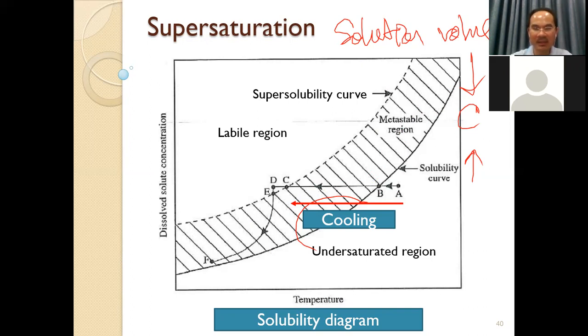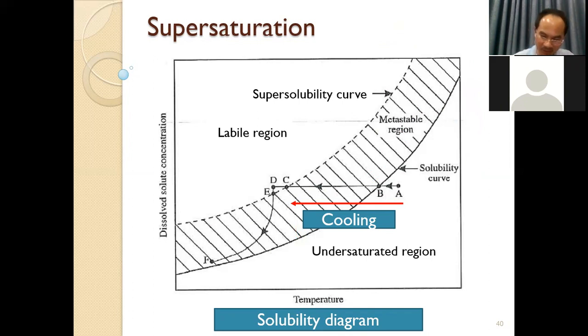But the concept for crystallization is how to generate the supersaturation. For this case, we generate the supersaturation by cooling. We can generate the supersaturation by evaporation or by a precipitant, the same as precipitation. That's the generation of supersaturation by adding some chemical, like a precipitant. That's also crystallization, but at very high supersaturation for the precipitation.